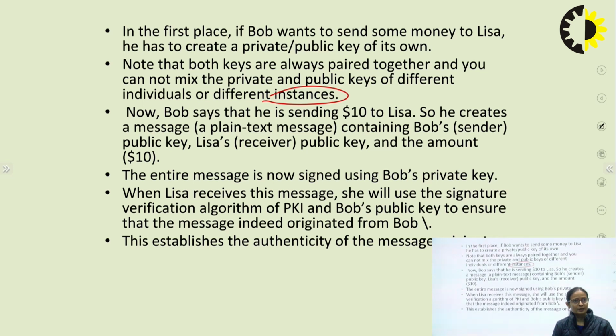Now Bob says that he is sending $10 to Lisa. So he creates a plain text message containing Bob's public key, Lisa the receiver's public key, and the amount. The entire message is now signed using Bob's private key. When Lisa receives this message, she will use a signature verification algorithm, for example DSA of PKI, and Bob's public key to ensure that the message indeed came from Bob himself. This establishes the authenticity of the message.